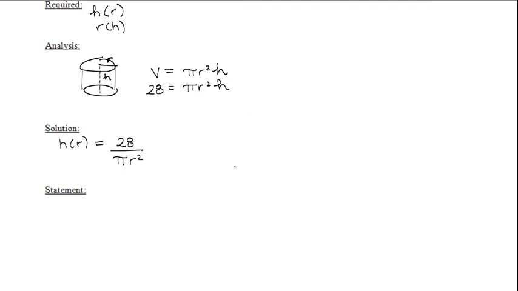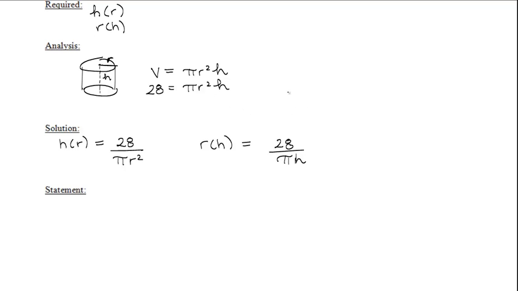Now we need to do the same for r of h. To isolate for r here, we actually have to do two things. First, we have to divide by pi and h, because since r squared is multiplied by pi and h, we have to divide by those. And when we do the right side, we have to do the left side. So this is going to be 28 over pi times h.